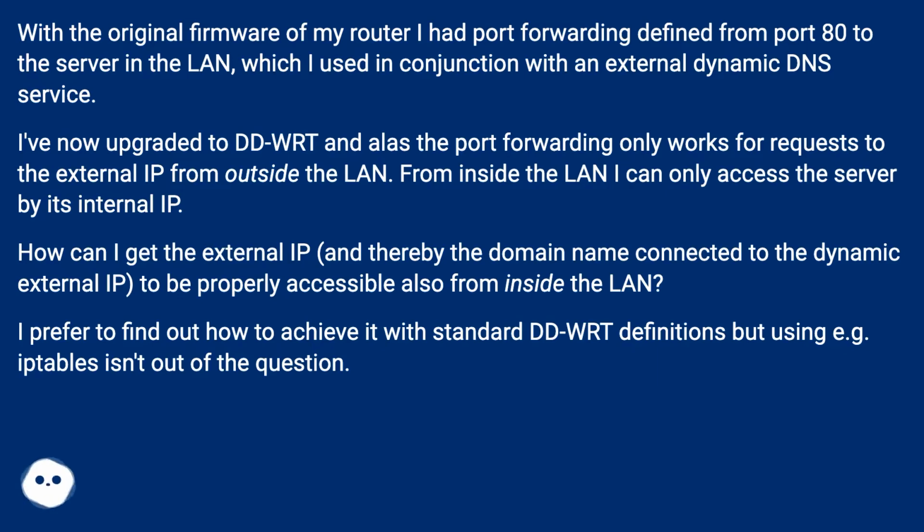I've now upgraded to DD-WRT, and alas, the port forwarding only works for requests to the external IP from outside the LAN. From inside the LAN, I can only access the server by its internal IP. How can I get the external IP, and thereby the domain name connected to the dynamic external IP, to be properly accessible also from inside the LAN? I prefer to find out how to achieve it with standard DD-WRT definitions, but using Ebtables isn't out of the question.